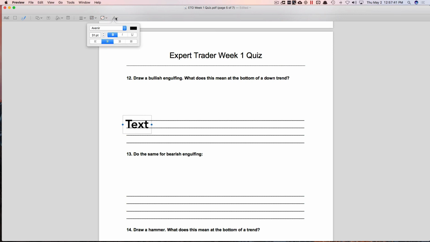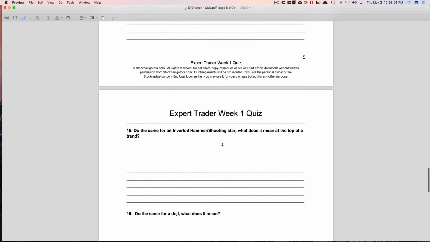If that's too big, I can use this text settings here, and I can shrink the text down, and I can double click on this and just start typing. This is my answer to the question that was asked. And of course, I can then drag it over, make it smaller still, whatever I need to do. So that is how you can type directly on the quiz if you wish to do so.